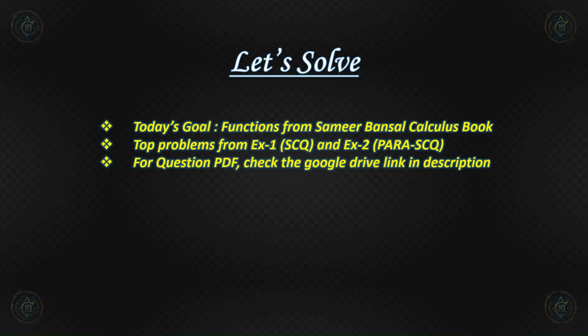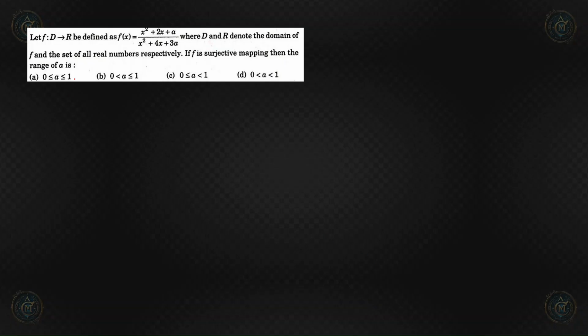Let's start. So the first question is here. Let f defined from D to R be defined as f(x) equal to (x square plus 2x plus a) divided by (x square plus 4x plus 3a), where D and R denote the domain of f and the set of all real numbers respectively. Okay. If f is a surjective mapping, then the range of a is equal to what?